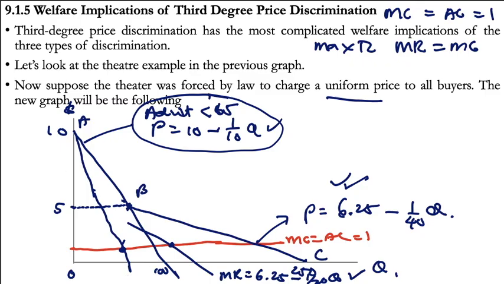Alright, so here, initially at point B, the quantity is 50 should be here. So this one should be a different thing. Okay, so like I said, we have 2 points in which MR equals MC. The first point is here, the second point is here.